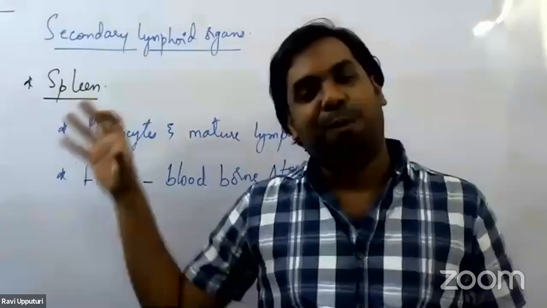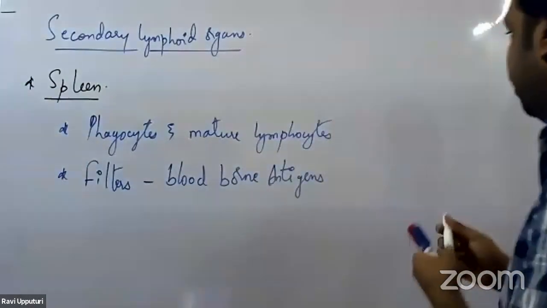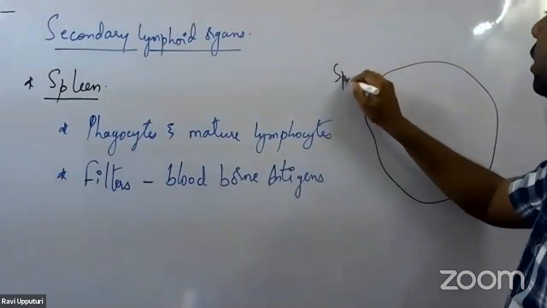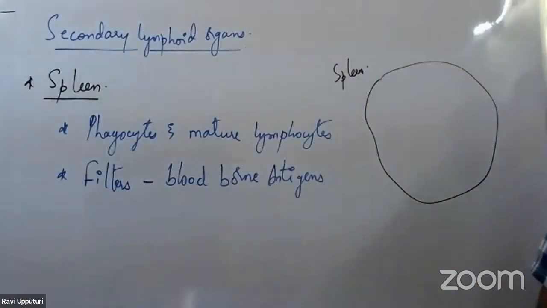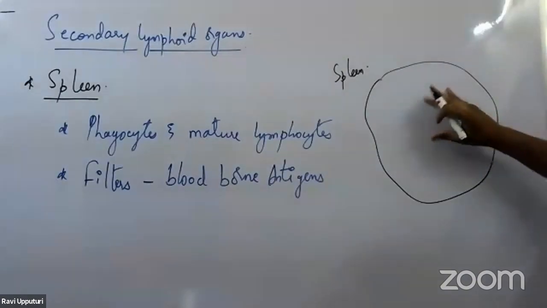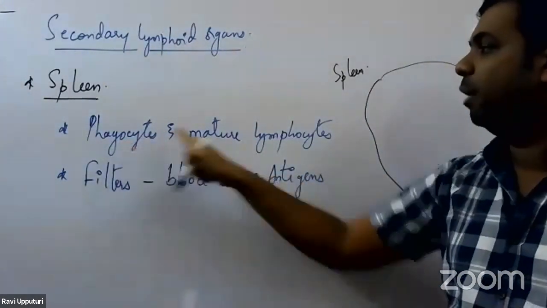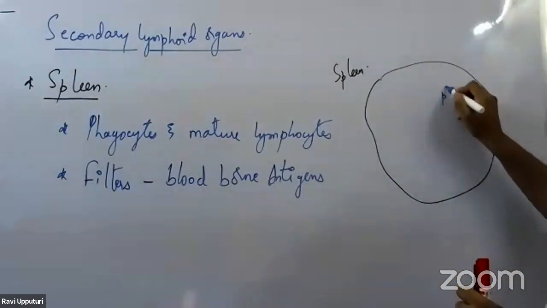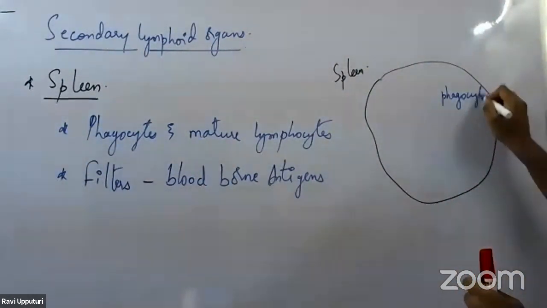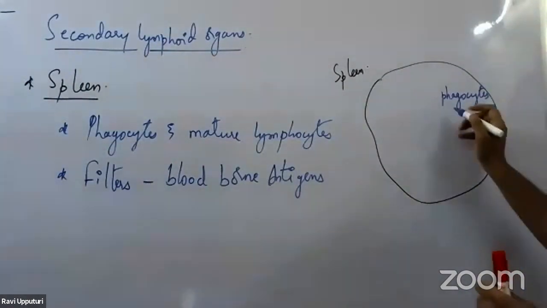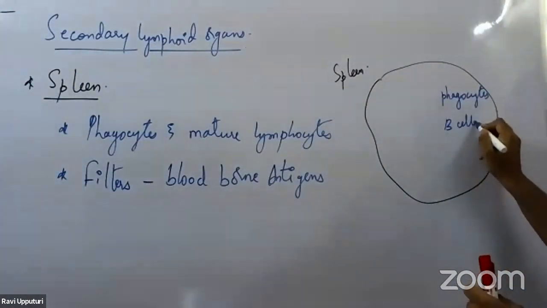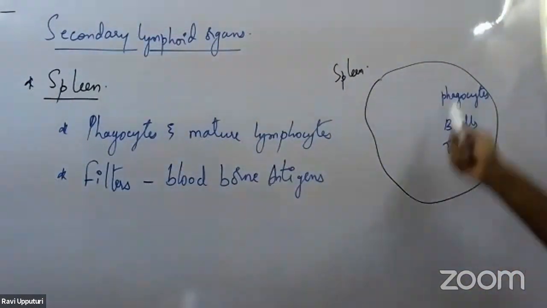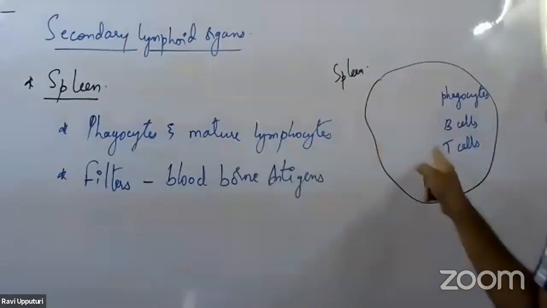Now, once the spleen has trapped the antigen, what would happen? Let's just suppose that this is the organ, which is the spleen. Let's just imagine that this is the spleen. So the blood has passed through the spleen, and we also saw that in the spleen we have phagocytes and mature lymphocytes. So here let us write down that these are the phagocytes. Along with that we have the B cells, and along with that there are these T cells. So the B and T cells are said to be mature B and T lymphocytes.